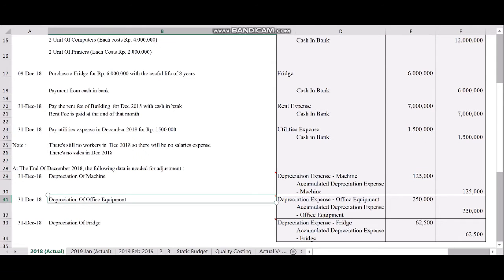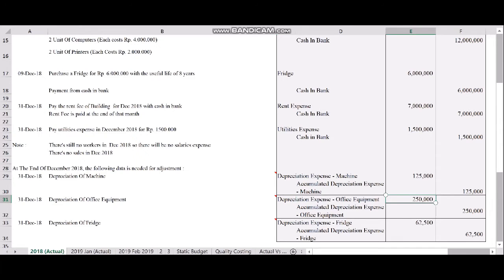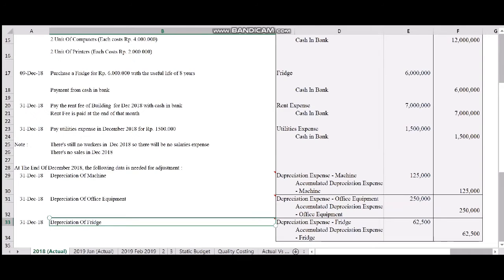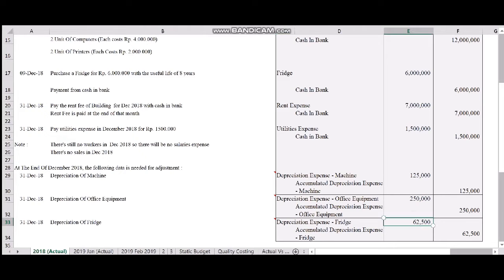Next, depreciation of office equipment. The journal entry is depreciation expense office equipment to accumulated depreciation expense office equipment for 250,000 from this calculation. Next, depreciation of fridge. The journal entry is depreciation expense fridge to accumulated depreciation expense fridge for 62,500.